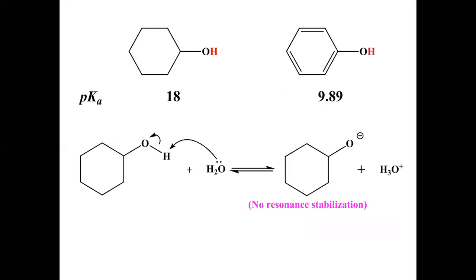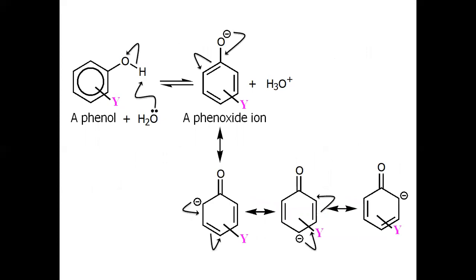Why is it so? If cyclohexanol gets deprotonated and gives this structure, which is basically the anion of cyclohexanol, there is no resonance stabilization. While when we see the structure of a phenol or any of its derivatives, and it becomes deprotonated to give the corresponding phenoxide ion, it has many resonance structures.